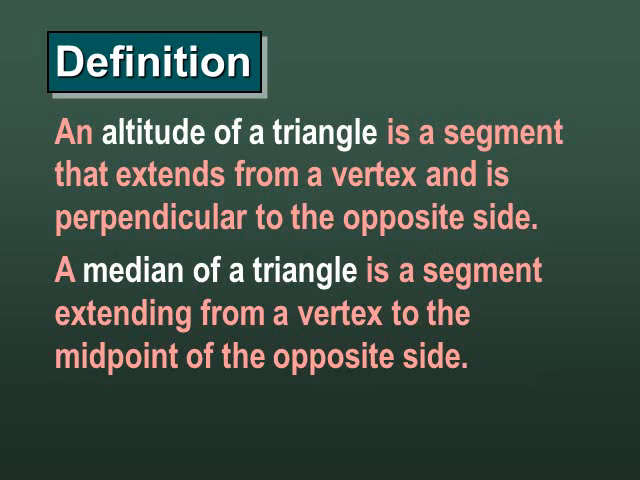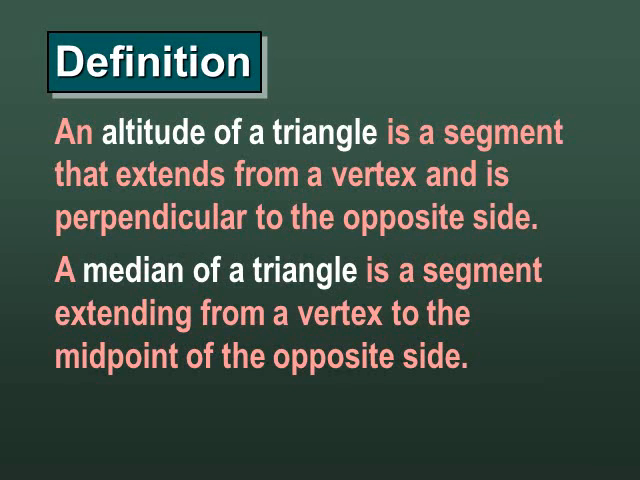Okay, so just a review of what an altitude is. It's a segment that extends from the vertex and is perpendicular to the opposite side. But be careful with the word altitude. You're used to calling it the height of a triangle. When you went to find area, you did half base times height, correct? Altitude is height. It is not a perpendicular bisector. It is just a perpendicular that is dropped down. I will show you a picture in a moment.